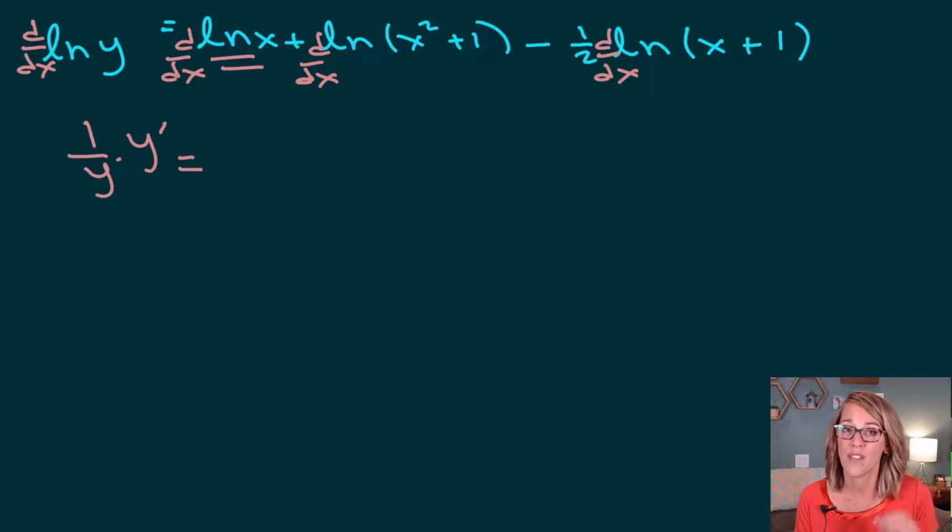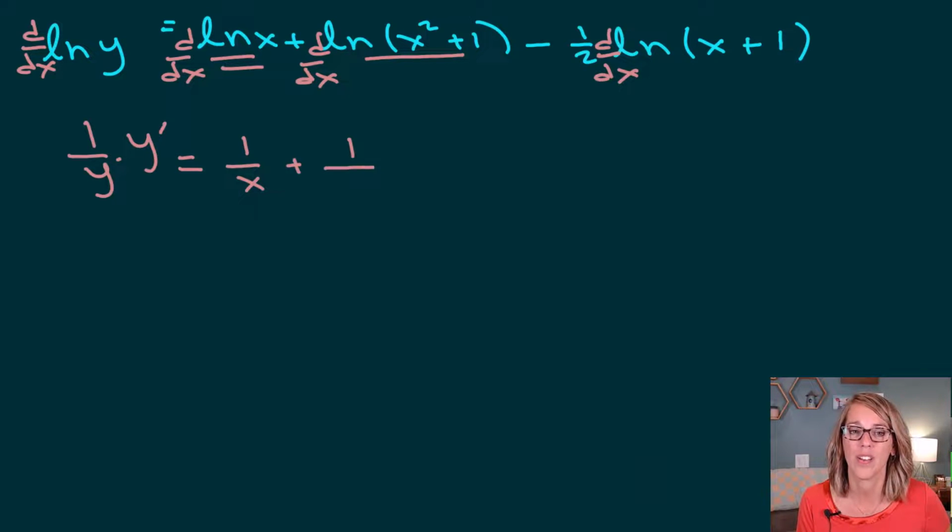This is my variable of differentiation, so no chain rule needed, 1 over x. In this next one, I've got x squared plus 1. I do need a chain rule here. I'm going to do 1 over whatever's on the inside times the derivative of what I've got on the inside. Well, what I've got on the inside is x squared plus 1, and the derivative of x squared plus 1 is 2x.